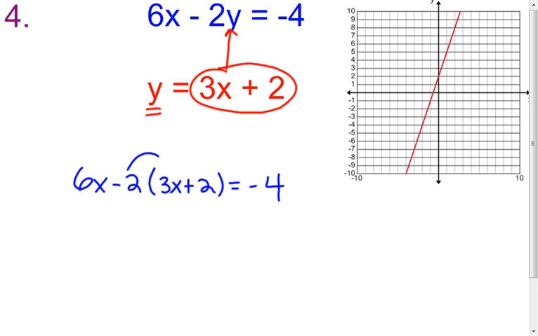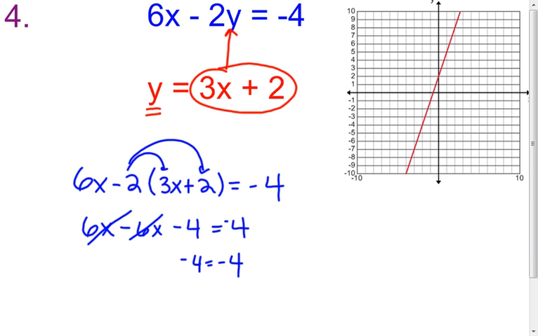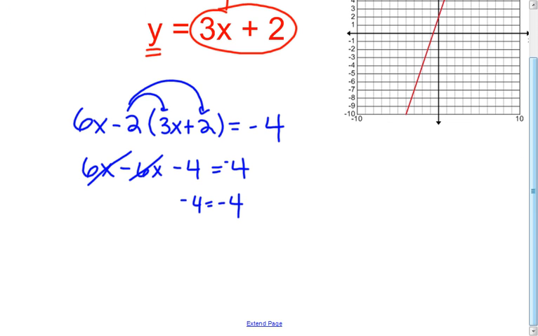So distribute this negative 2 through, so I have 6x, negative 2 times 3x is negative 6x, negative 2 times 2 is negative 4, equals negative 4. My 6x's will drop, and I have negative 4 equals negative 4. Okay, we've talked about these situations before, but here's the deal. When all of your variables or your letters, in this case my x's, drop out, you're left with two choices, either no solution or all real numbers.